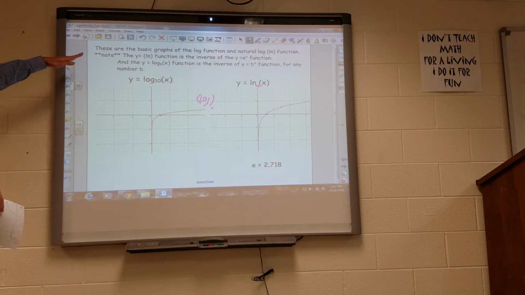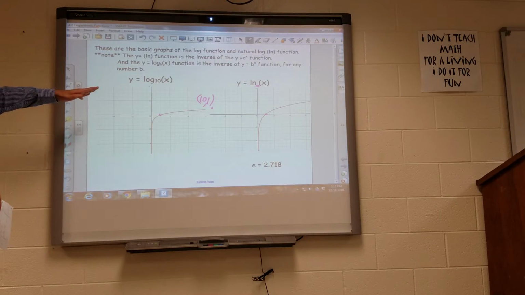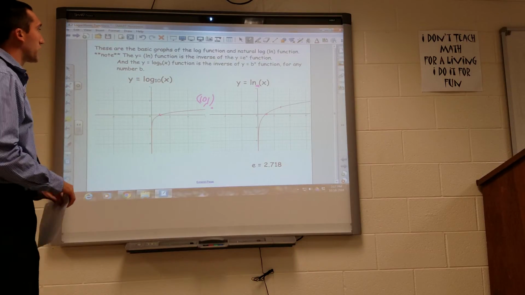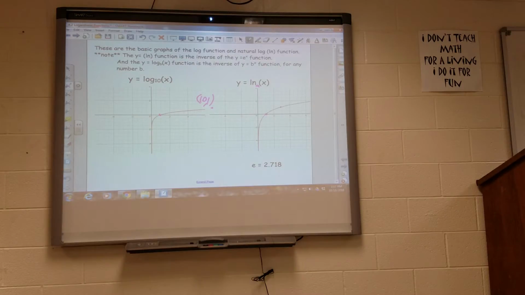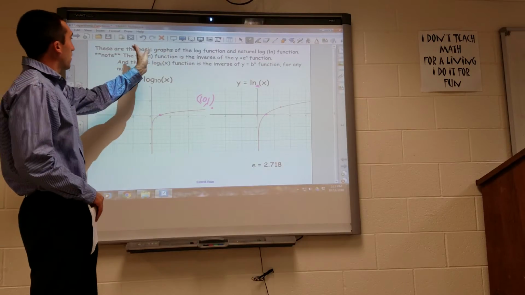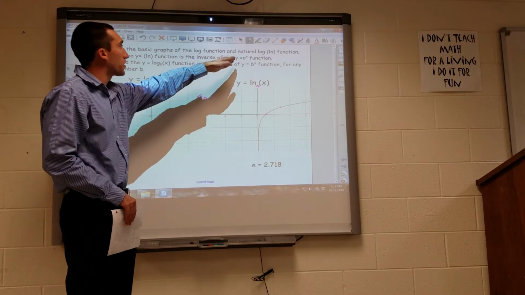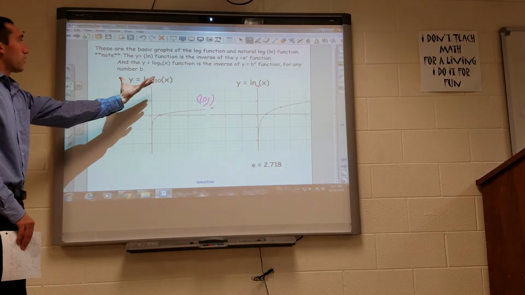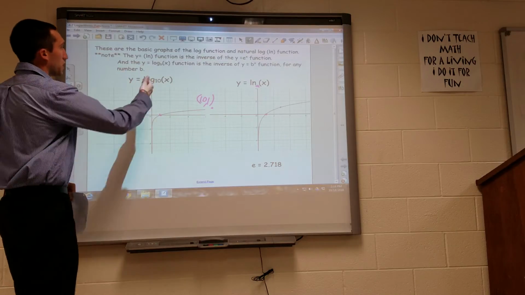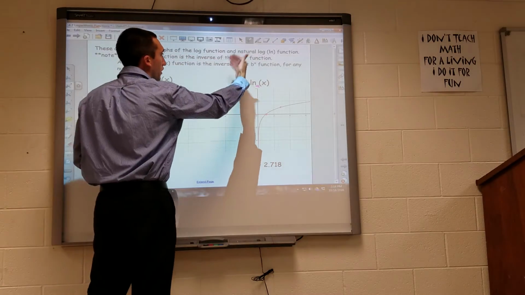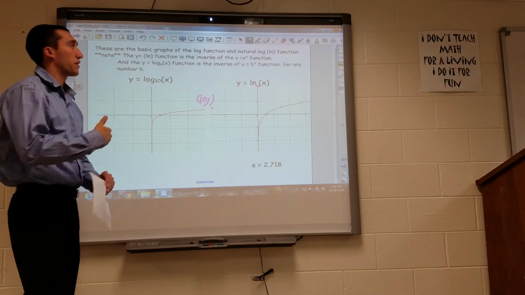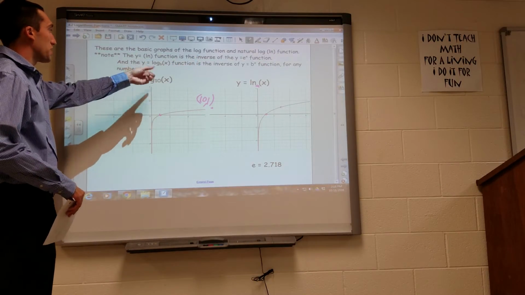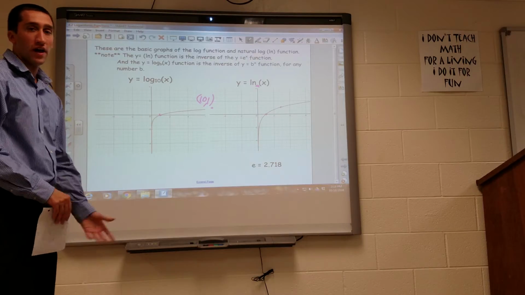I wanted you to notice these are just the basic functions. We're going to do transformations to these, just like we did with the exponential functions. And I wanted you to know that y equals ln x is the inverse of the y equals e to the x function. Just like y equals log base b of x, whatever b may be, is the inverse of y equals b to the x, for any number b. We can change this to 3, 5, and it's going to be the inverse of the exponential function.